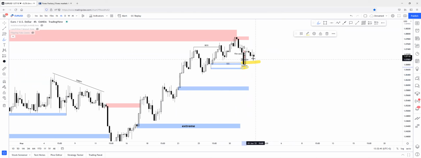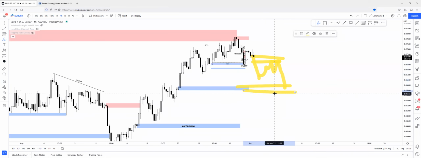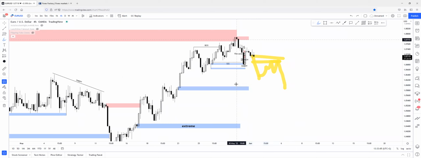If this demand zone breaks right here to the downside, we'll be able to take a continuation down to this zone once again. And this will be a 50-minute confirmation again, because if this zone breaks on the 50-minute chart, there will be a 50-minute supply zone. If this 50-minute supply is tapped, we'll be waiting for a 1-minute change of character. We are targeting this zone. That's all. Trading is all about reaction. Trading is all about patience and waiting for the best scenarios, waiting for the best probabilities. That's all about the 4-hour chart.